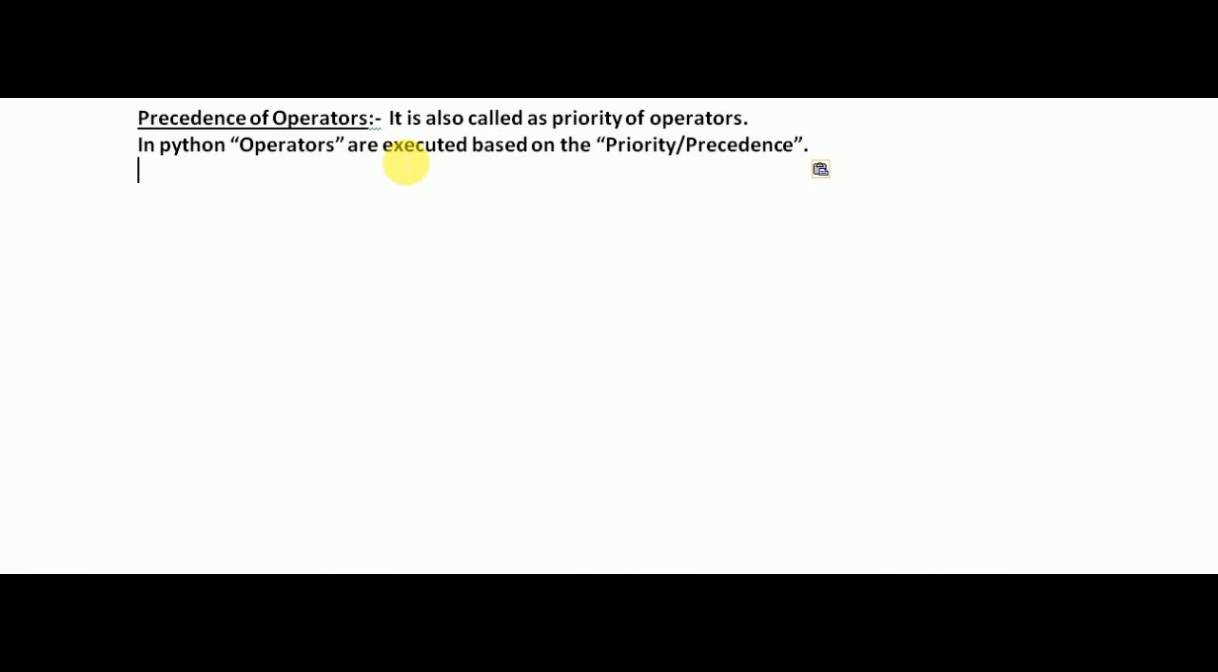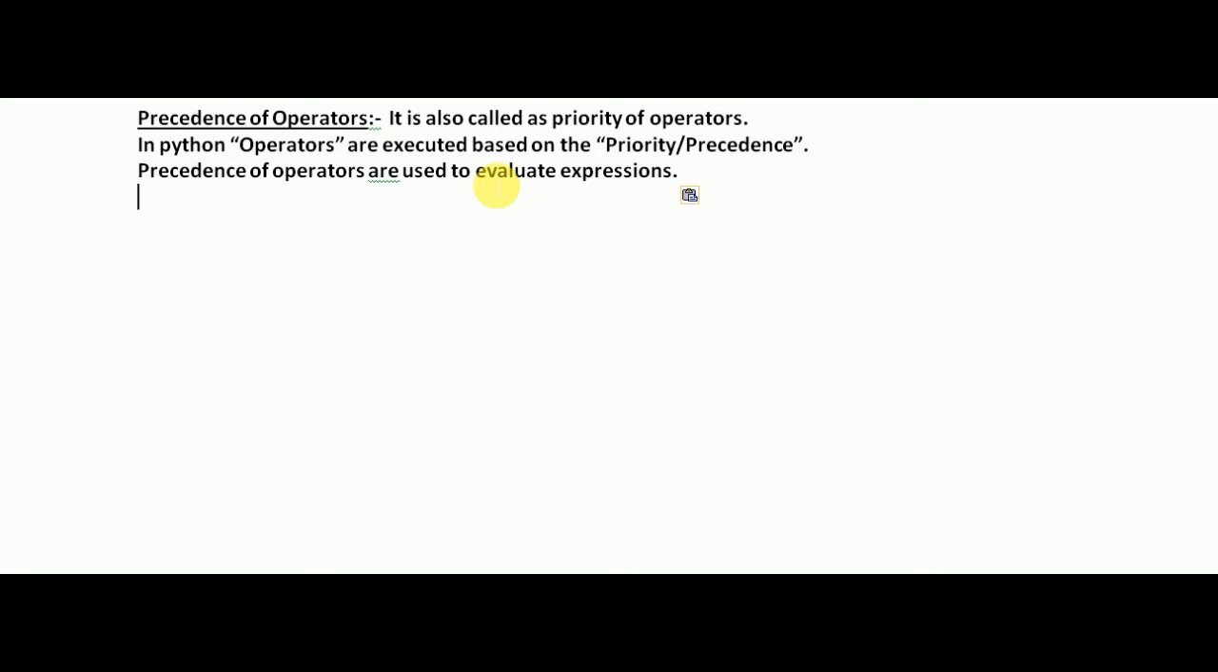Hello students, today we will discuss precedence of operators. It is also called priority of operators. In Python, operators are executed based on the priority or precedence. So, precedence of operators is used to evaluate expressions.